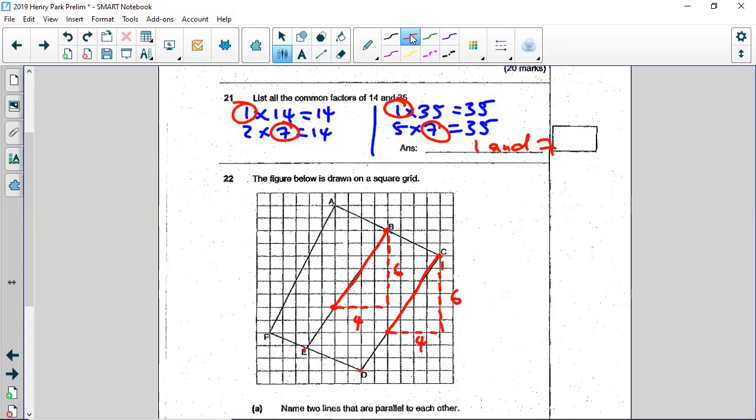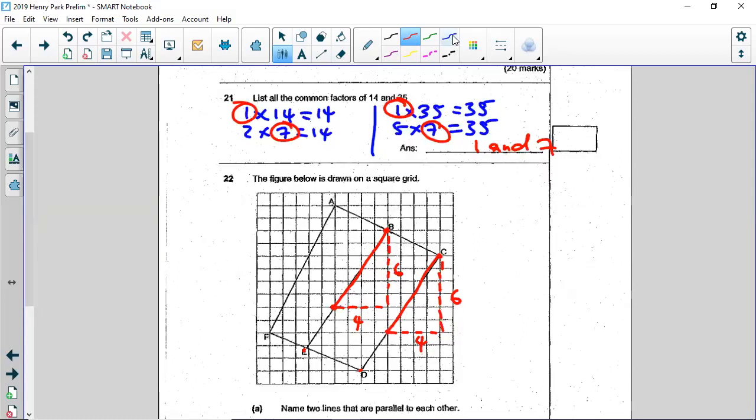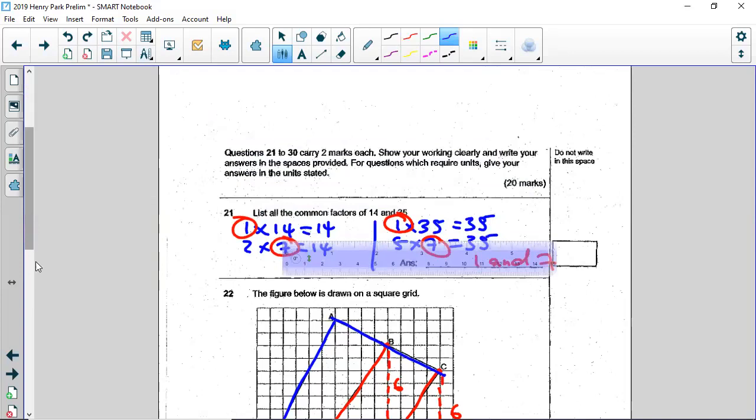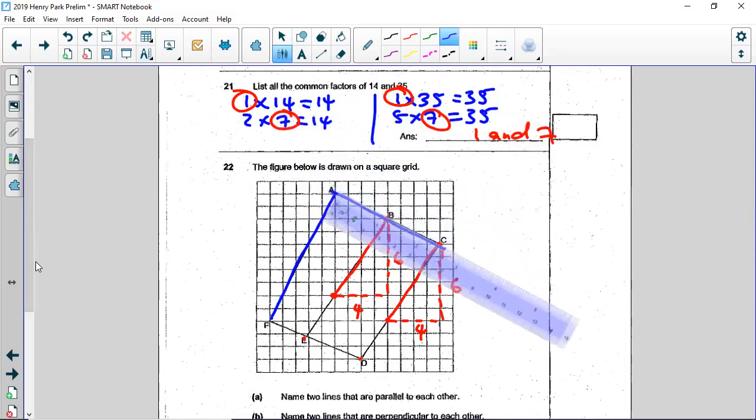Okay, how about perpendicular? Now, perpendicular will also be quite easy to recognize. So your perpendicular lines will be here. Okay, this one and this one. And again, how do you know? Well, there are two ways. You can use a ruler, and it has to be a transparent ruler. And then put it on one of the blue lines, and see whether it forms an L shape. Yeah, something like that. So these two lines are perpendicular.